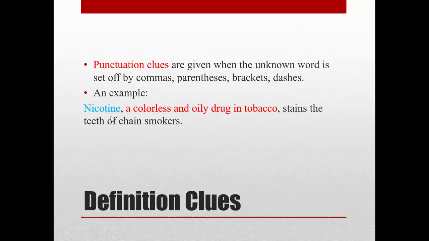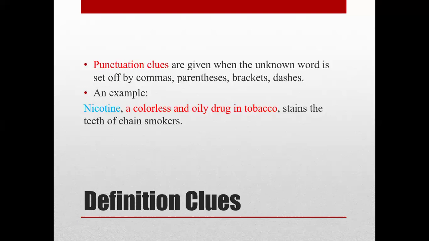So let's say, for example, I don't know what nicotine is. Here we have a colorless and oily drug. So we know it's a drug, an oily drug. Whatever comes between commas, brackets, or dashes, mostly clarifies or modifies or gives us extra information about the word before such a phrase. You understand that? Here we call it in English a punctuation clue.